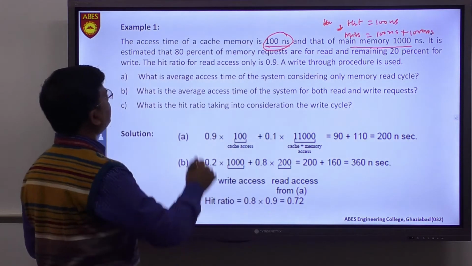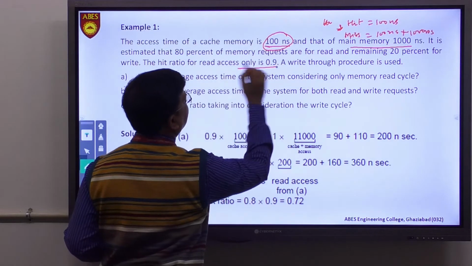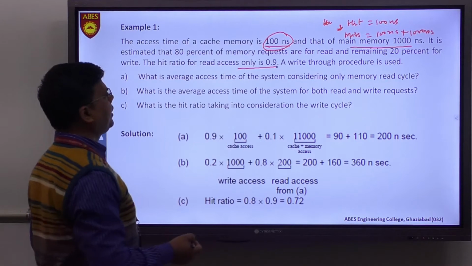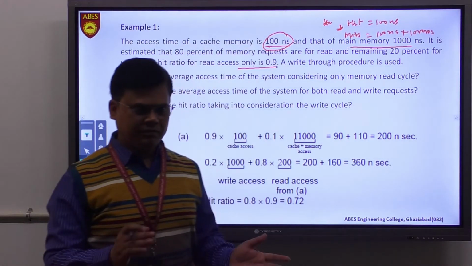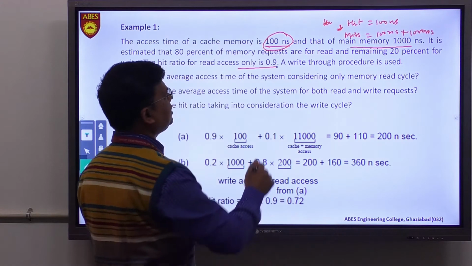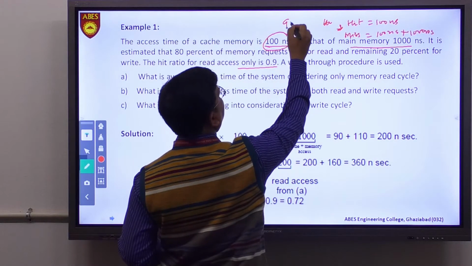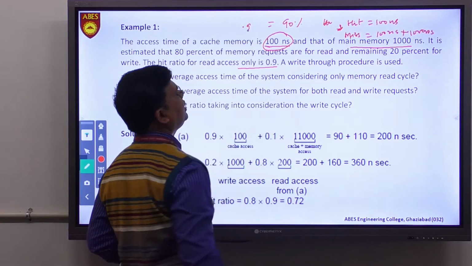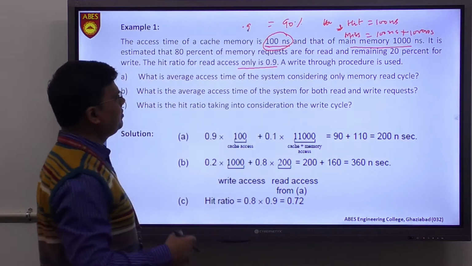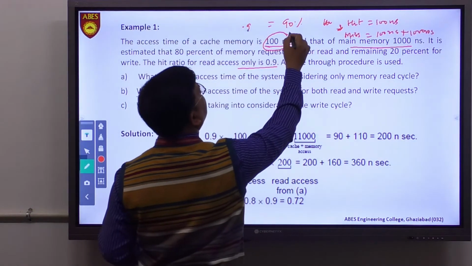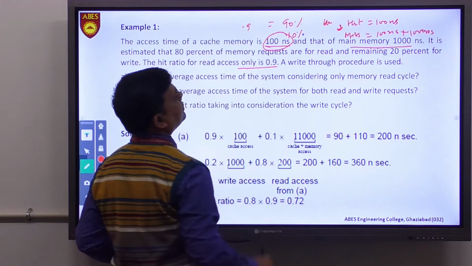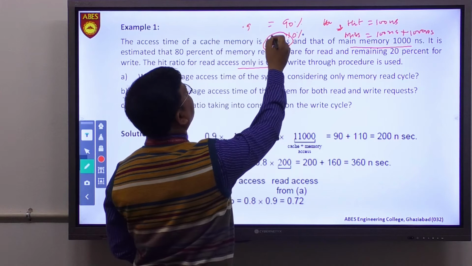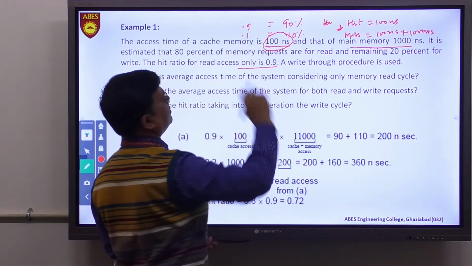Now the hit ratio for read access only is 0.9. That is, the hit ratio is 90%. So out of 100, 90 requests will be hits. So 90% of accesses will work for this one, which can also be said as 0.9. And the remaining 10% will be miss operations. So the remaining 10% of requests will be fulfilled from the main memory due to miss, or we can say this is 0.1.